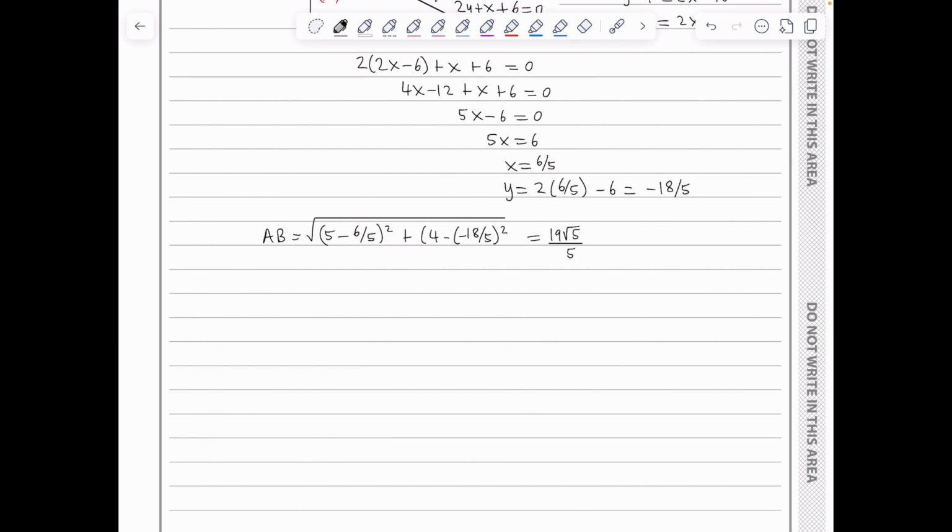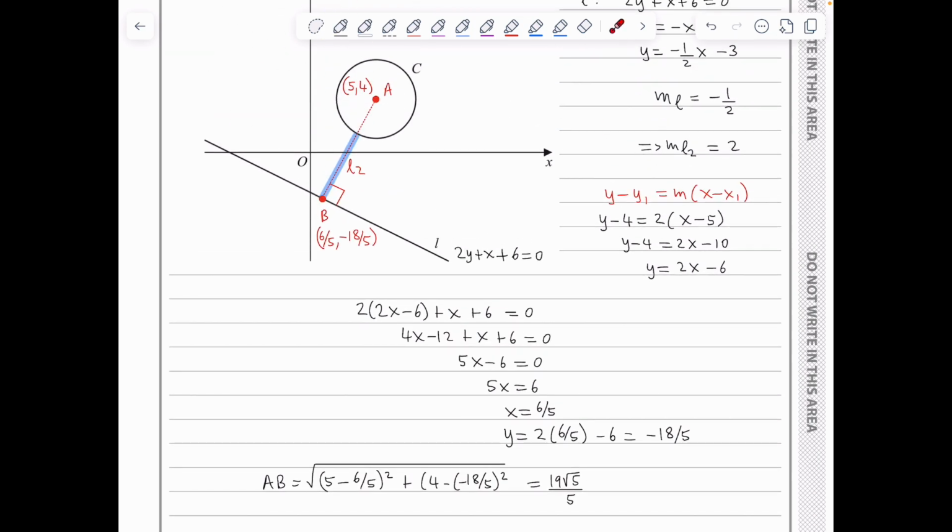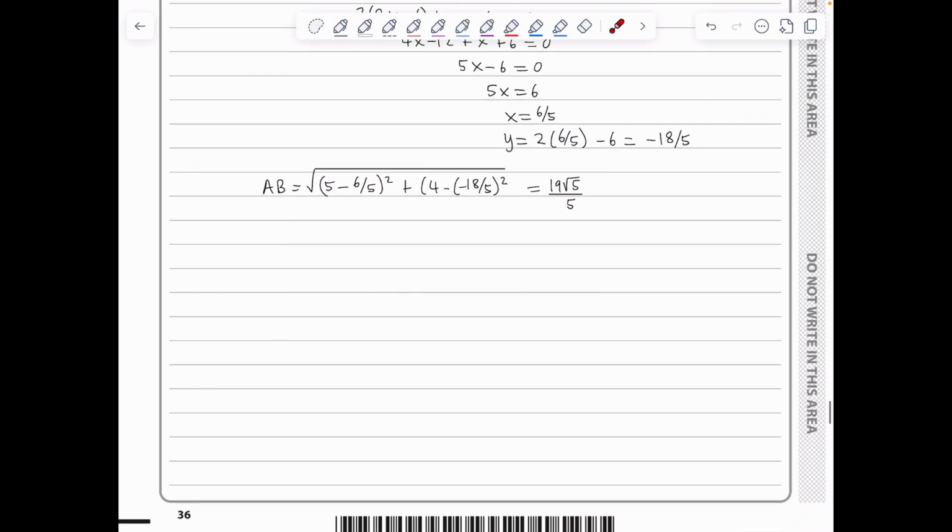And if we go back to the diagram once more, the 19 root 5 over 5 is this distance here. I will deduct the radius, which is 3, to find the shortest distance between the circle and the line. And therefore we conclude that the shortest distance between the circle and the line will be given by the distance AB, which is 19 root 5 over 5 minus the 3.